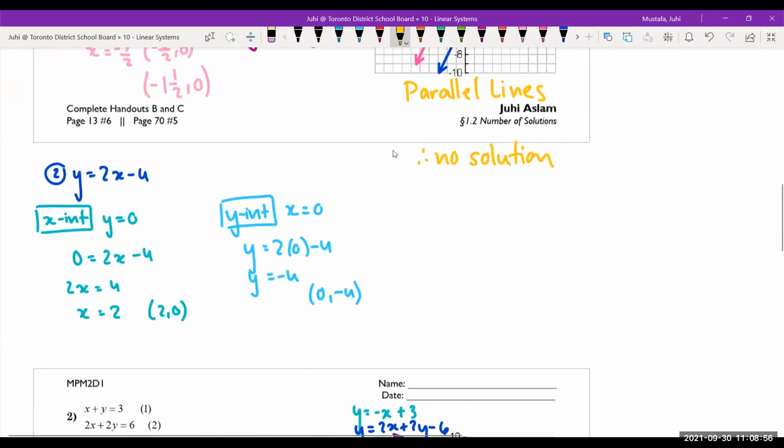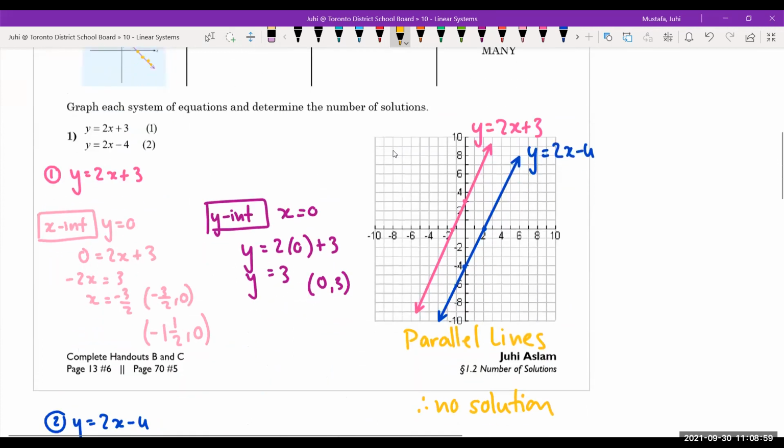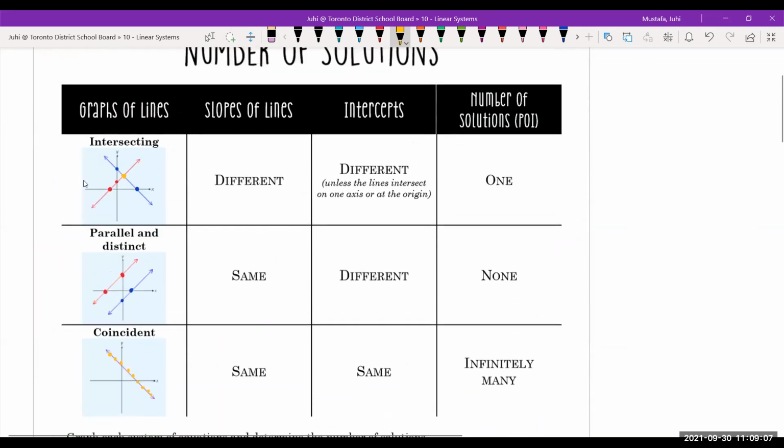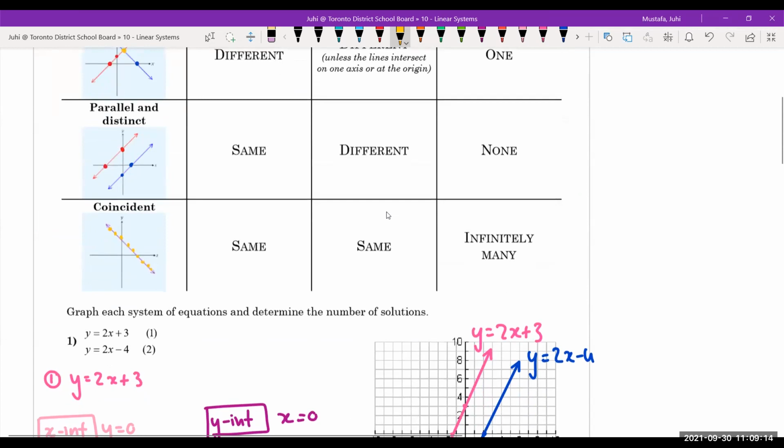So what did we learn in this lesson? We learned number of solutions. There's no new math. We haven't learned any new math. We're still just finding the slope, finding the y-intercept. Now we're just comparing them. The key takeaway from this is you can first find the slope. If the slopes are different, it's going to be intersecting. If the slopes are the same, then you have to go an additional step and find the intercepts and then compare them. If the intercepts are different, they're parallel. If they're the same, they're coincident.